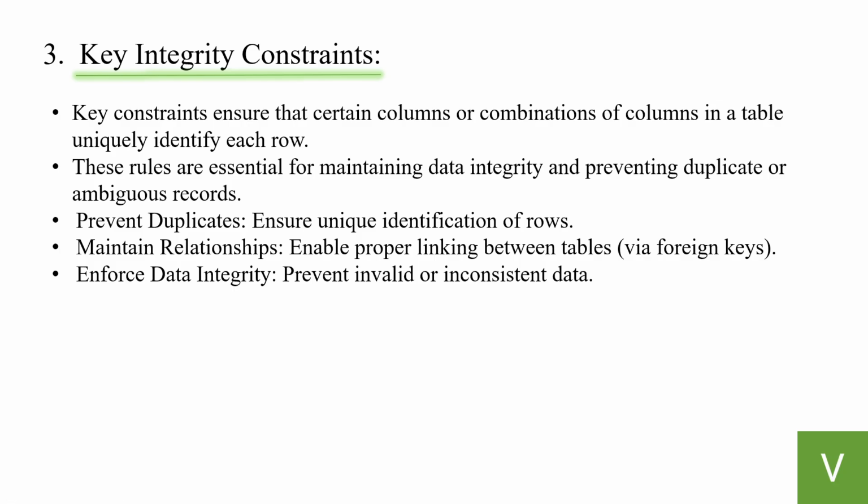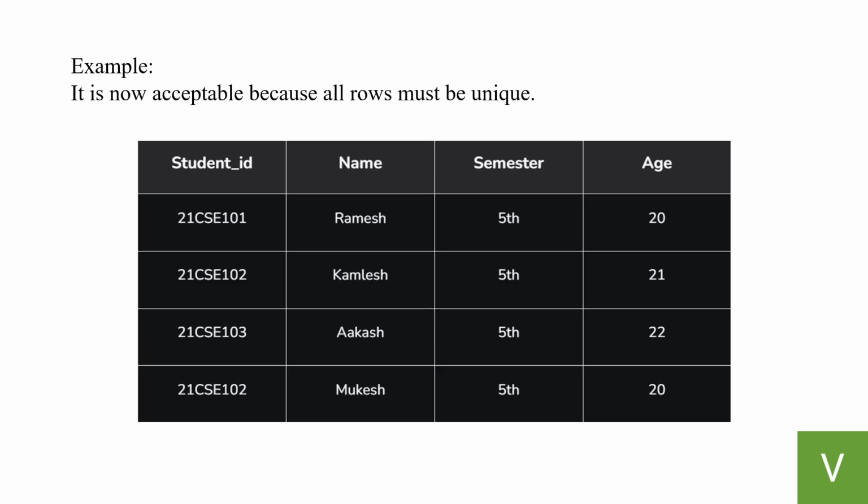So let us understand key integrity constraints with the help of an example. Consider a relation, or a table, called student. It has four different fields: student ID, name, semester and age. And here student ID is a primary key. This represents the entire row or record.